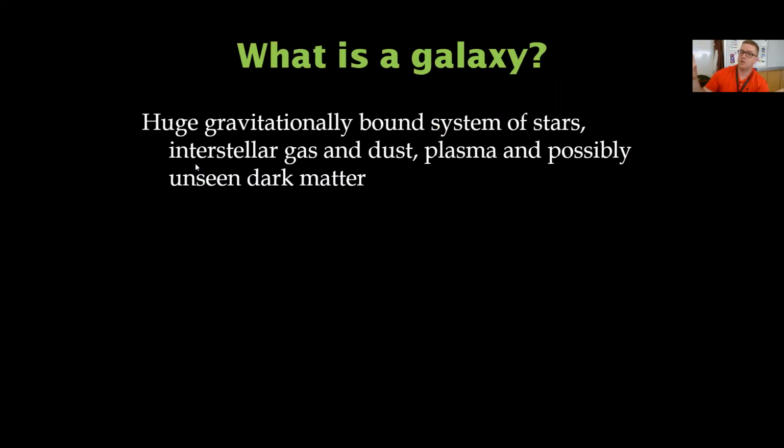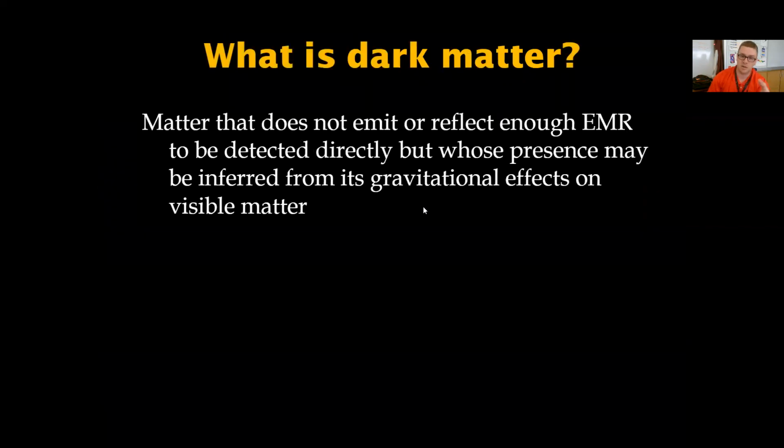So galaxies. What is a galaxy? These are huge gravitationally bound systems made up of different types of stars, interstellar gases and clouds like our nebula, plasma, and then something that we can't even see and have very trouble detecting, called dark matter, which is matter that does not emit or reflect enough EMR, our electromagnetic spectrum radiation, to be detected directly, but whose presence may be inferred from its gravitational effects on visible matter.